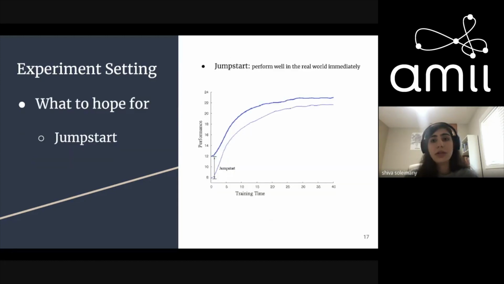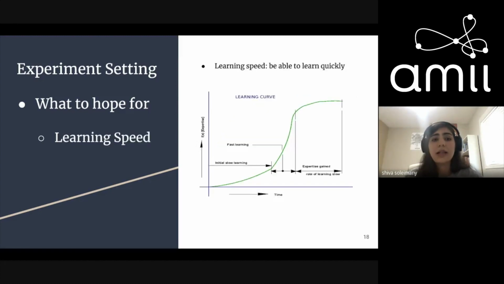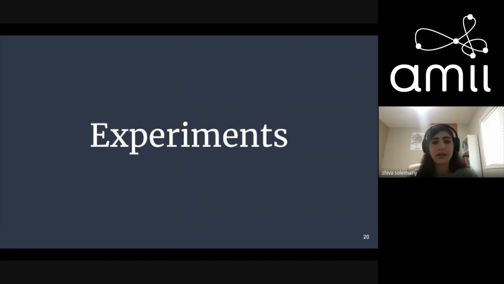What we are looking for in order to define whether pre-training is successful or not, one of them is jump start, which means how well the agent performs immediately on the real world environment. Another one is learning speed. Because we are not training for infinite time, it's important for us how fast the agent converges.